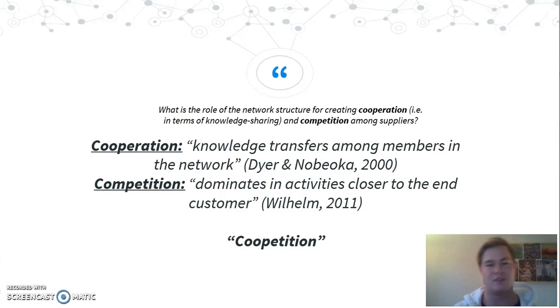And if we combine those two, we get coopetition. Coopetition is the tension between cooperation and competition. In an ideal network, we have more cooperation than competition, and that's what the network is about.